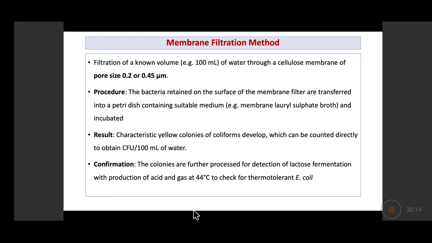So when we filter the water, we will filter the water through that cellulose membrane. So bacteria will retain on the surface of the membrane filter. And then what we will do, we prepare a media. Okay, this is membrane lauryl sulfate broth, which we prepare.